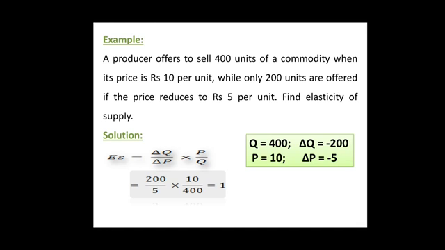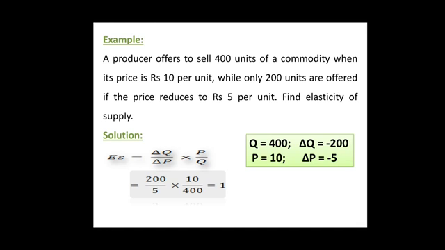Del P, which is equal to P1 minus P, that is new price minus initial price. New price here is 5 and initial price is 10. So it is 5 minus 10. 5 minus 10 is equal to minus 5. So del Q is minus 200. Del P is minus 5. P divided by Q. P is the initial price, which is 10, and Q is the initial quantity before the price change, which is 400. So substitute the values in the formula.